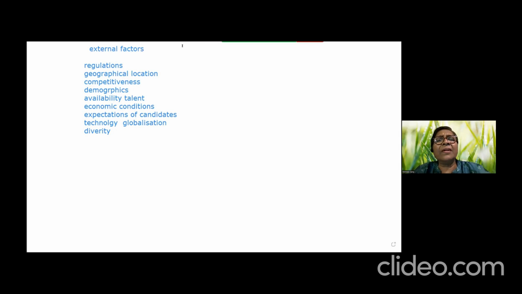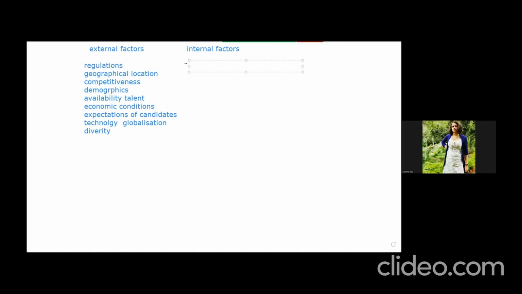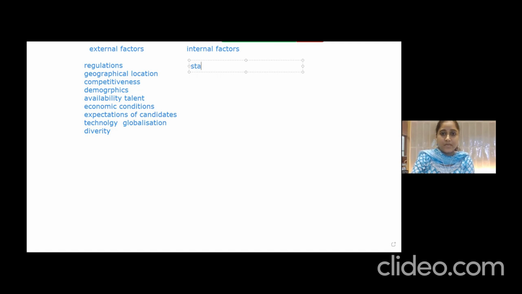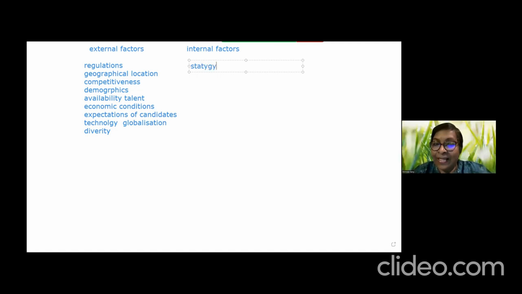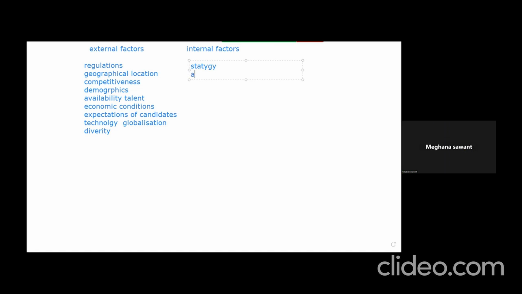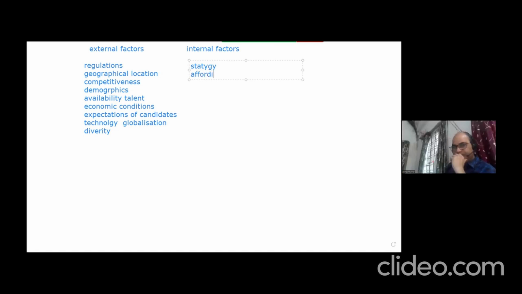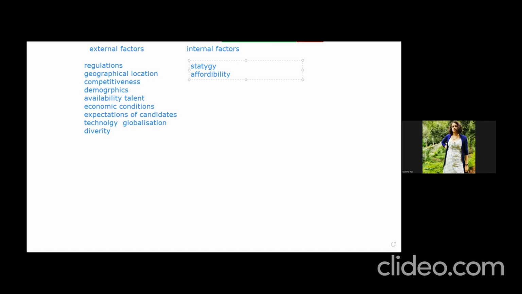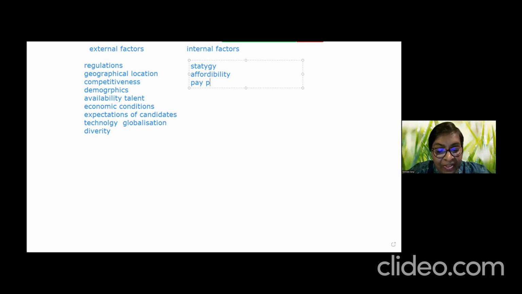What could be some of the internal factors? We will discuss in detail, just wanting to pick your brains. Some of the internal factors you think which are impacting compensation? The strategy. Company's performance. Somebody said company's performance because obviously affordability is dependent on company's performance, how much you can pay. The pay policy or the reward philosophy, your pay philosophy.